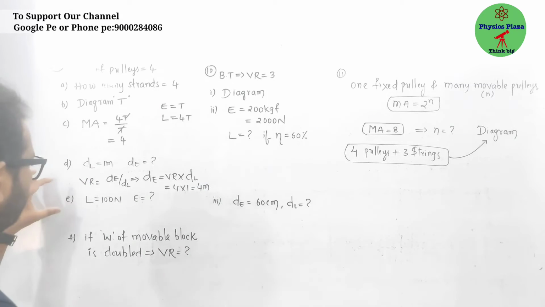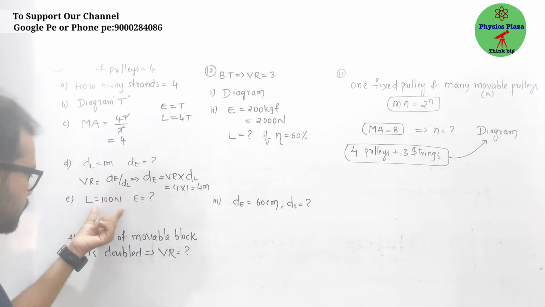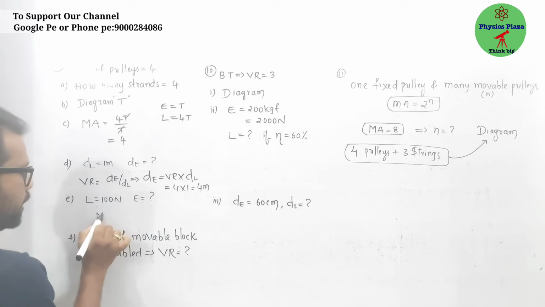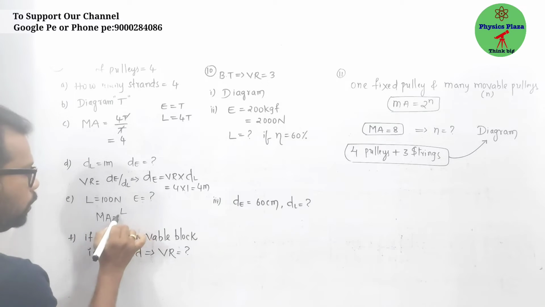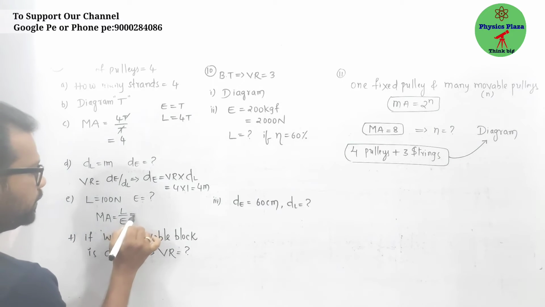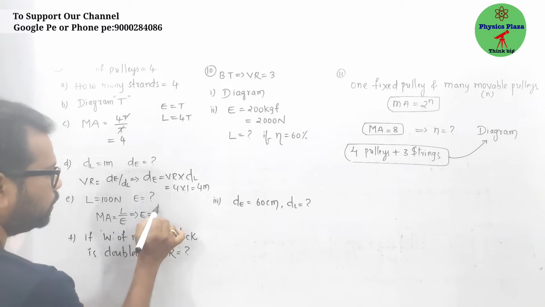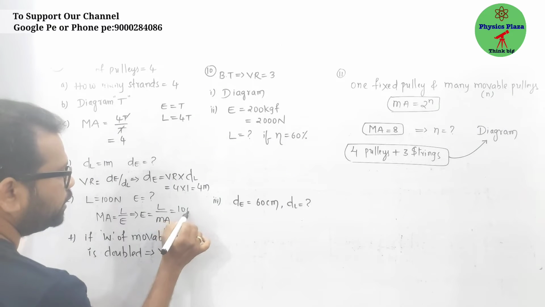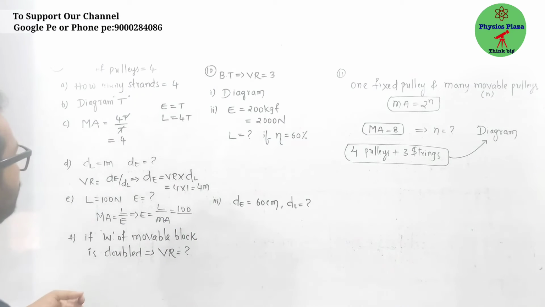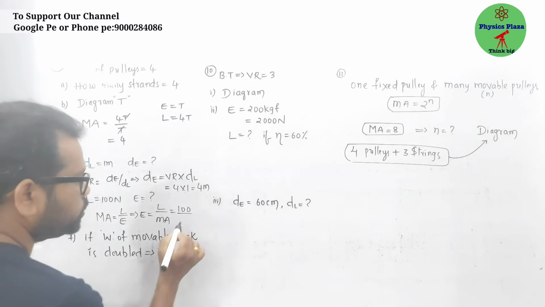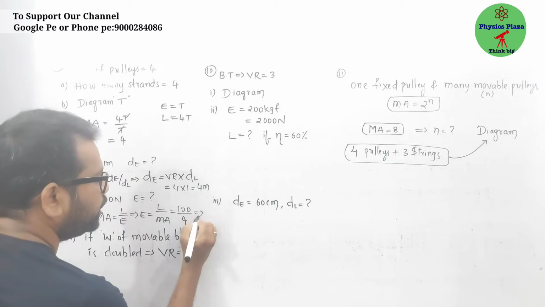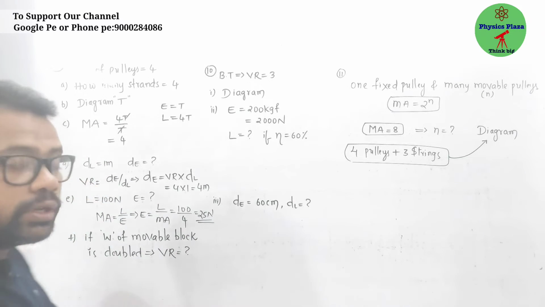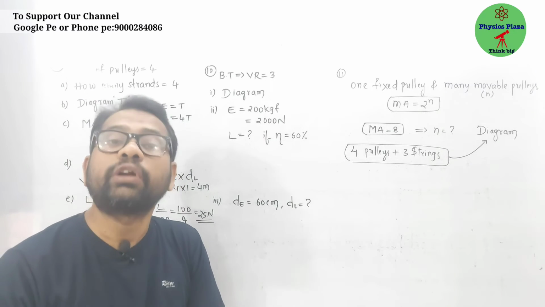Okay, fine. Now in order to lift a load of 100 newtons, what should be the effort applied? Children, we know that mechanical advantage is equal to load by effort. From this, effort is equal to load by mechanical advantage. Load is how much? 100 newtons, and the mechanical advantage we already calculated as 4. So 100 by 4 is how much? It is 25 newtons. So in order to lift the load of 100 newtons, how much effort should we apply? Children, it's 25 newtons.